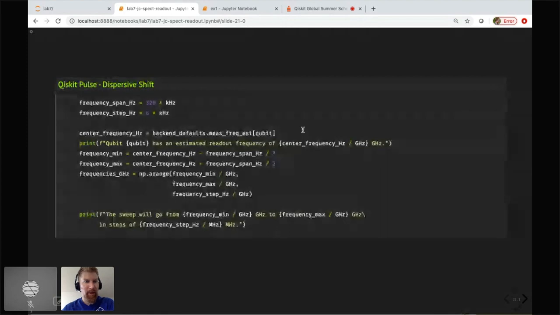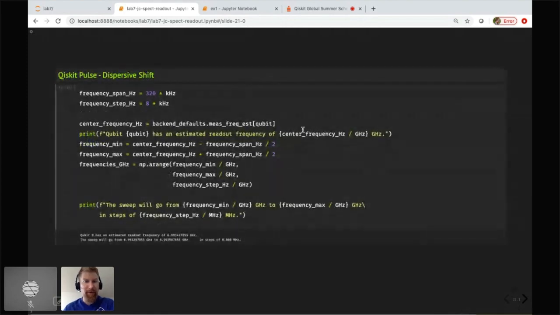Okay, so what we're going to do is look around the readout resonator frequency. So let's say we're going to look in a span of about 320 kilohertz. These numbers can depend on things such as the bandwidth of the resonator, how strong the coupling is between the qubit and the resonator as given by the g, and the detuning between the readout resonator and the qubit. And in fact, if you go to the Qiskit textbook, you can see how a lot of these parameters are determined by experiments in a very similar kind of way.